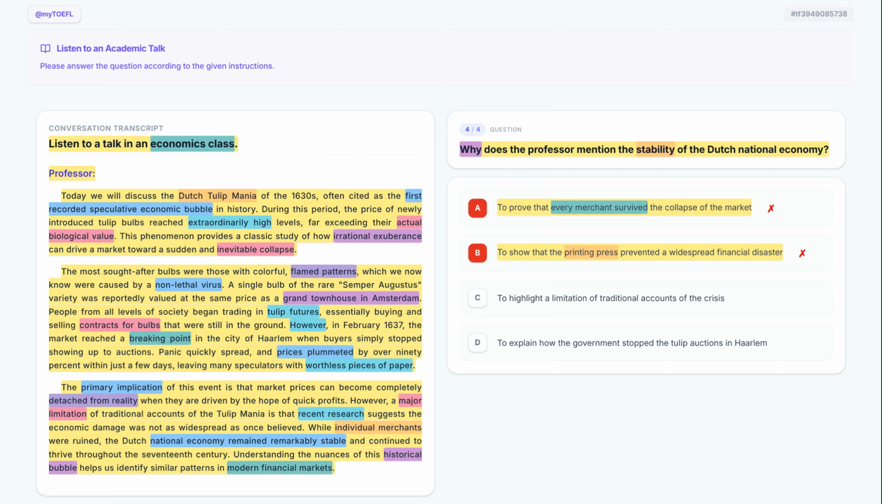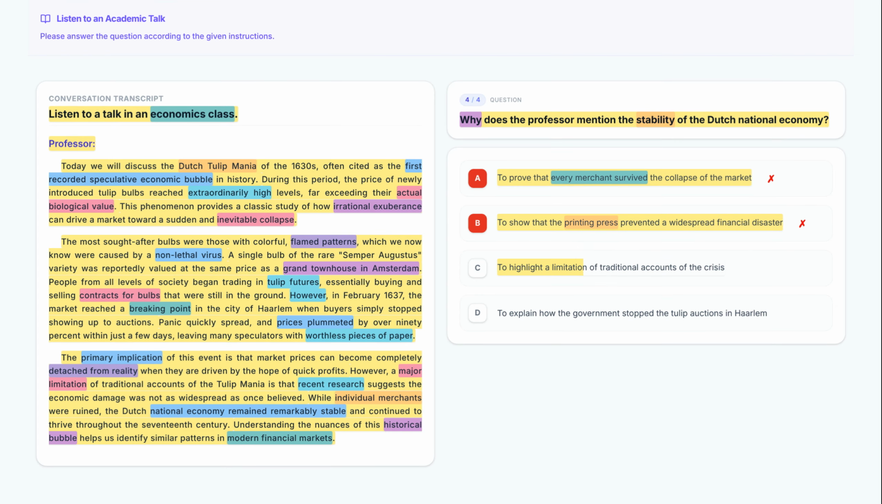Here is option C. Let's see if it fits: to highlight a limitation of traditional accounts of the crisis. This is the correct choice because the professor uses the stability of the economy to point out a limitation of traditional accounts that claim total collapse.